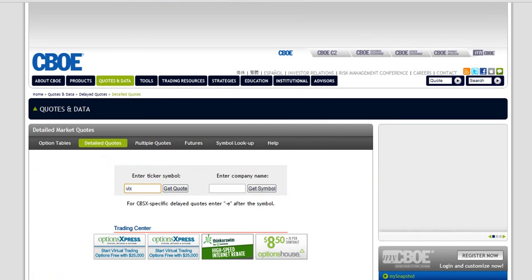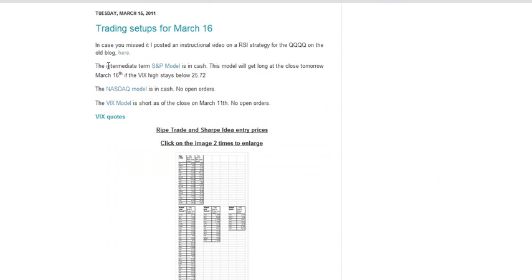So for the intermediate term S&P model, the NASDAQ model, and the VIX model, all those models enter at the close, and I trade all those the same way. I enter the order, market on close, and simply cancel the order if at any point during the day that criteria is broken.